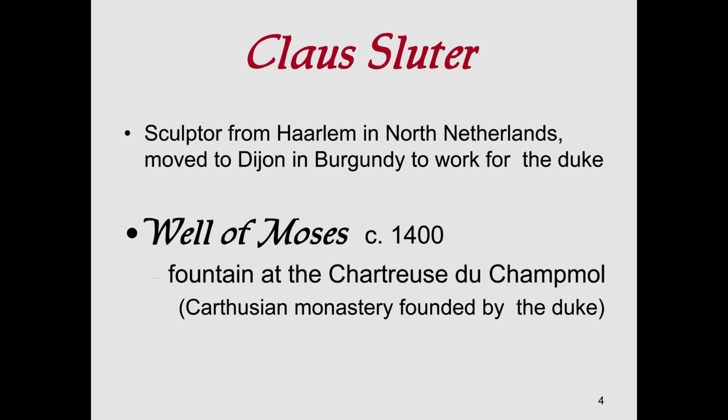And he worked on sculpture for the Chartreuse du Champ-Mal. Now, that's not chartreuse a color. Chartreuse here means Carthusian. And this was a Carthusian monastery that was founded by the Duke. And so he was paid vast sums of money to have it built and decorated. And then it was a double Carthusian monastery, which I need to explain.